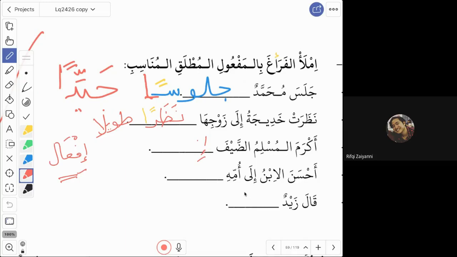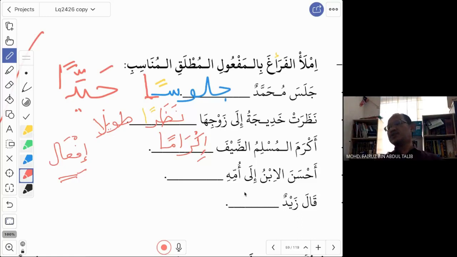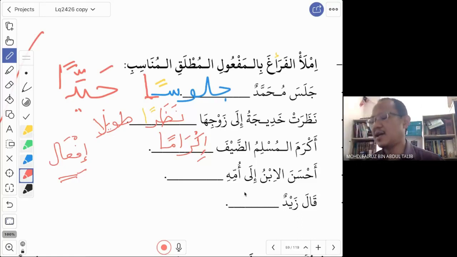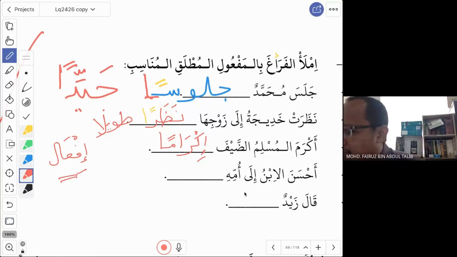Ikram. Good. So the word ikram, since now it becomes a maf'ul mutlaq, this is the correct word. Akrama al-muslimu dhaifa ikraman. Akrama ikraman. Indeed, he has honored.